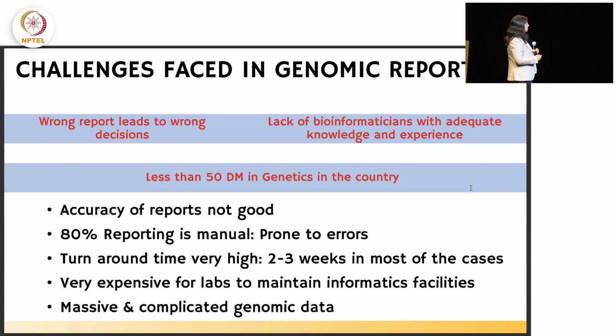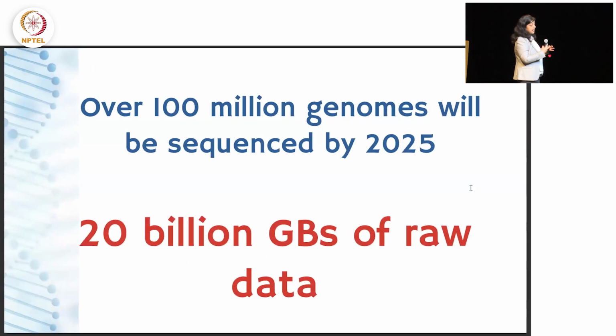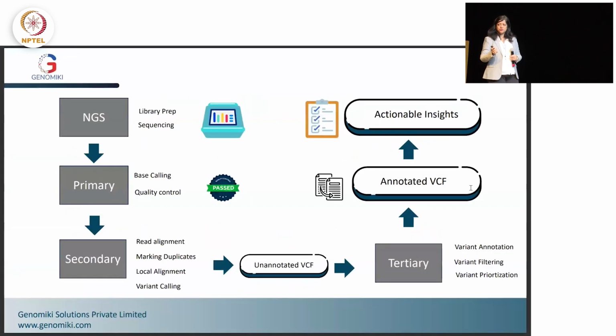So to solve these issues, and also because by 2025, over 100 million genomes will get sequenced, and 20 billion GBs of just the raw data will get generated, which in itself is a huge problem, because how are we going to analyze, interpret, make sense of this data, and also manage and report the entire amount of data? With all these problems, we realized that we need to come up with smart solutions, and we started making these cloud-enabled solutions. So let me take you through what happens when a sequencing is done.